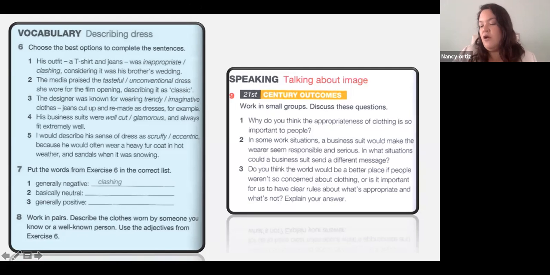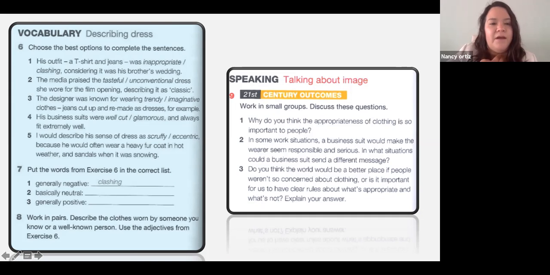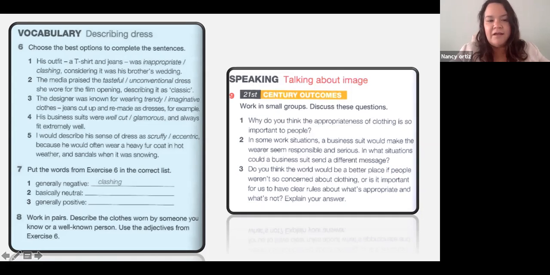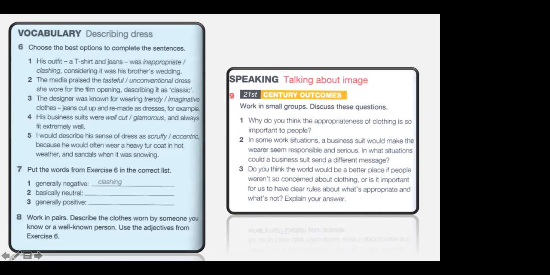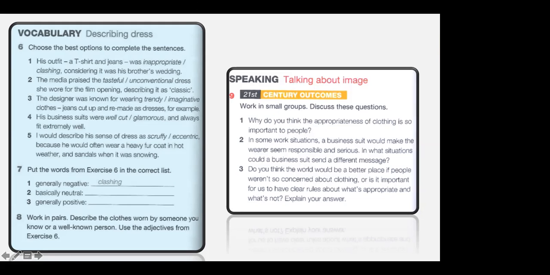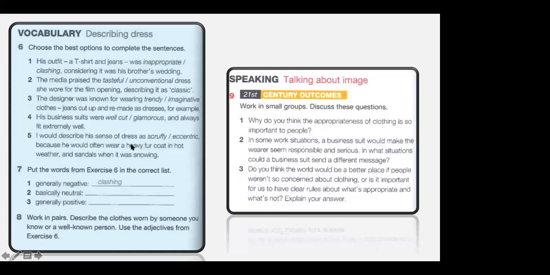Unconventional is another word to describe clothes. For example, Lady Gaga wears unconventional clothes. Number 3, the designer was known for wearing blank clothes, jeans cut up and remade as dresses, for example. Imaginative. Very good. I have a question, Miss. What does tasteful mean? Taste. ¿De buen gusto? Yes, de buen gusto. Because taste usually is when you taste food. So tasteful, buen gusto. Okay, thank you. You're welcome.